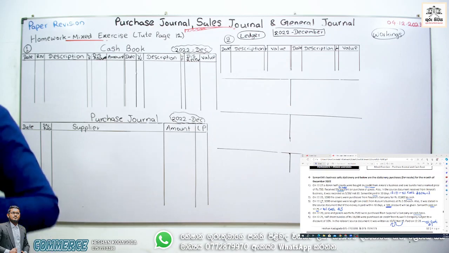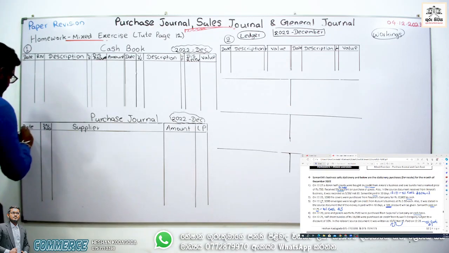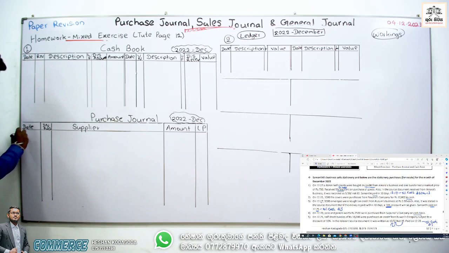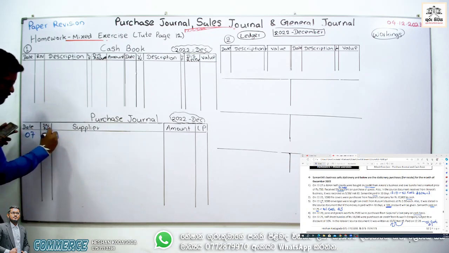This is December 7th. Quickly write the date, December 7th. You don't need to write the month again, because we already wrote it. Just write the date. Right. So, from whom? Amar. No invoice number, just write number 1, from Amar.